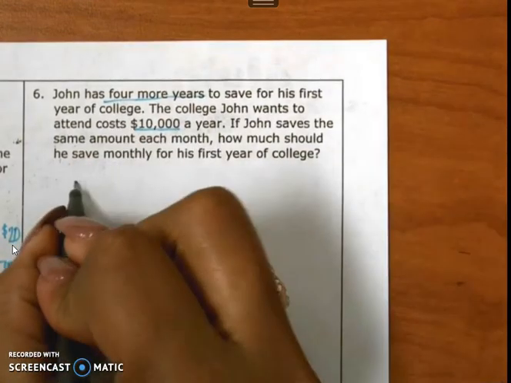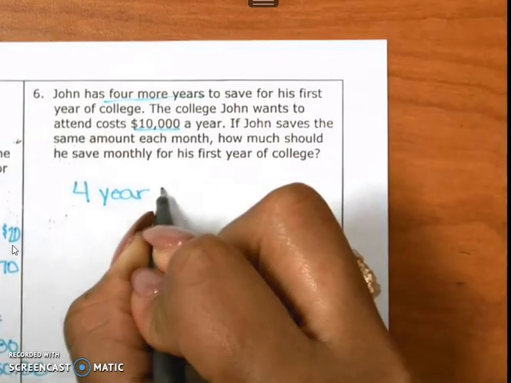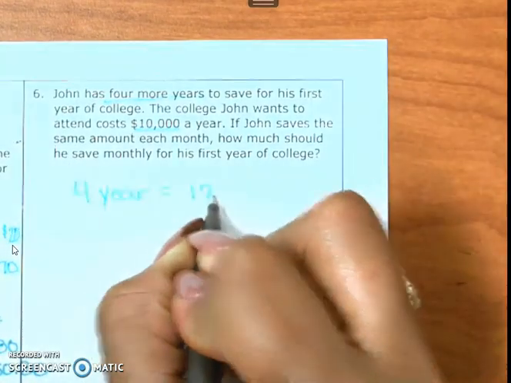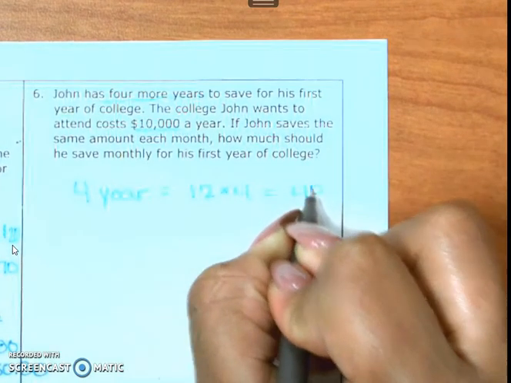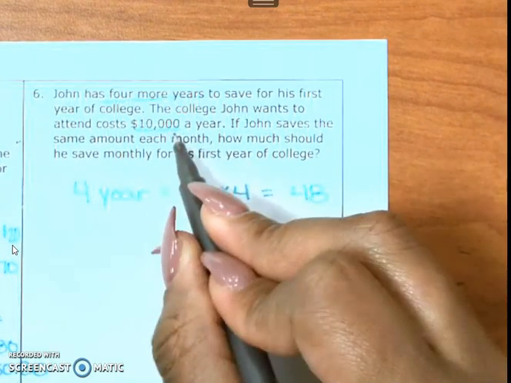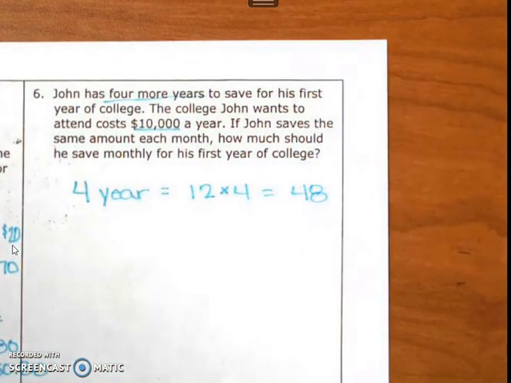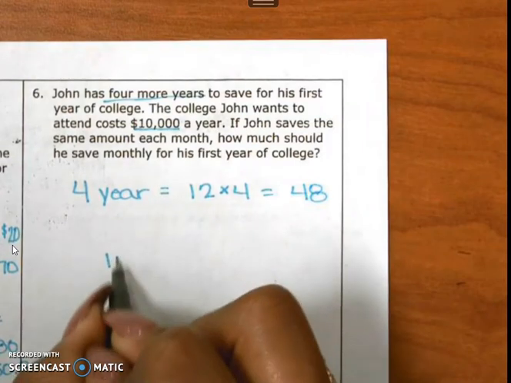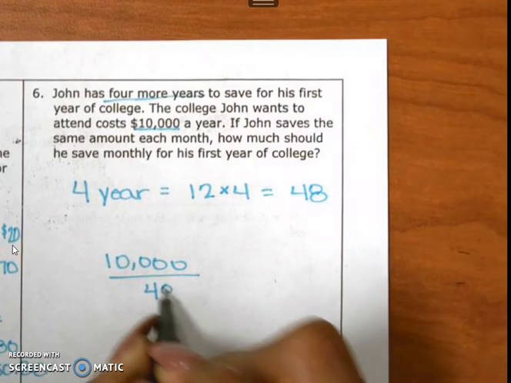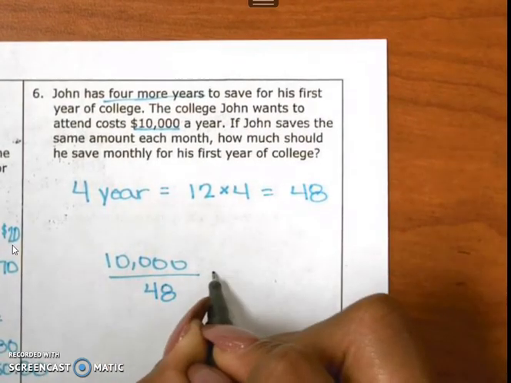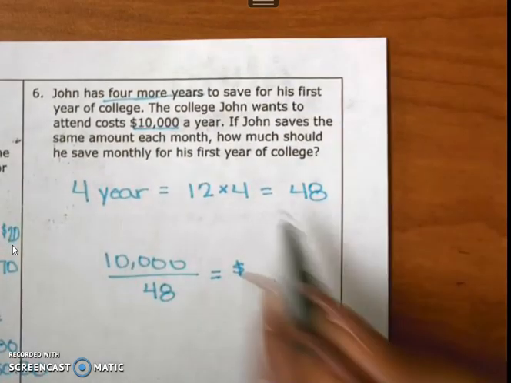Well, if I have 4 years to save, each year is 12 months. So that's the same thing as saying 12 times 4, which equals 48 months. I have 48 months to get just the first year of college paid for. So if I have $10,000 and I divide that by 48, that would give me the amount of money that I will pay each month because I have 48 months to pay it.